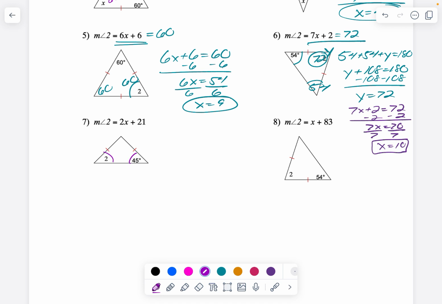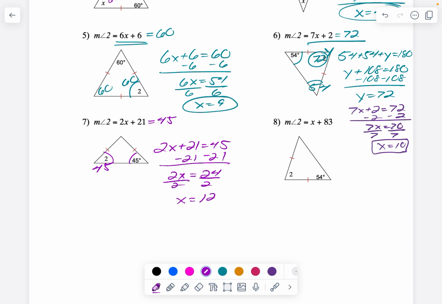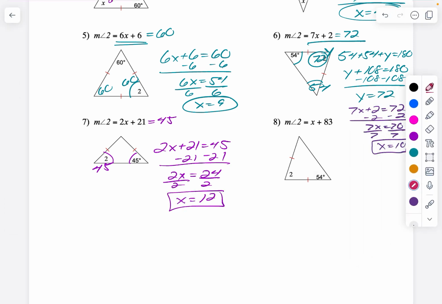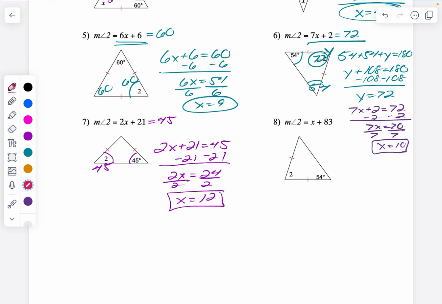These have to be congruent. So I know this is 45, so I'm going to make that equal to 45. So 2x plus 21 equals 45, minus 21. 2x equals 24, x equals 12. And finally, oh, we end on a hard one. I love it.